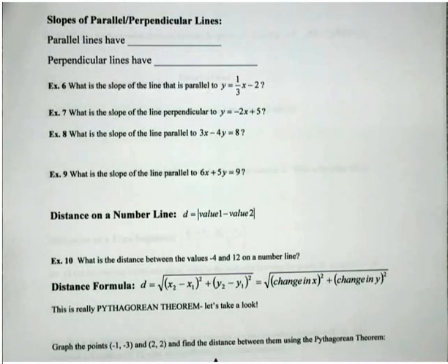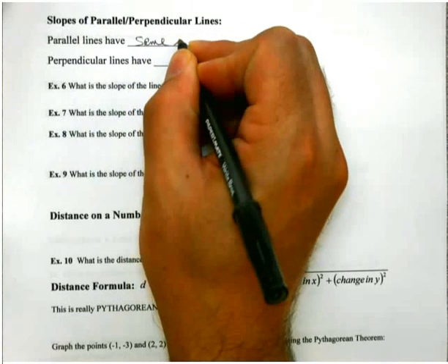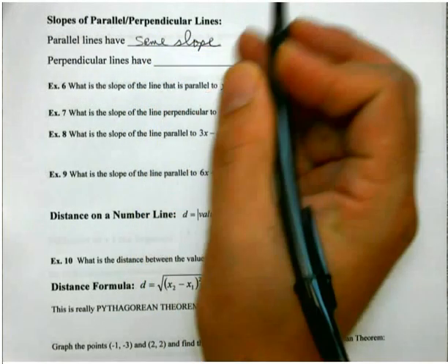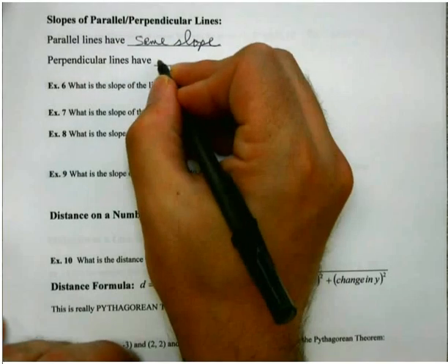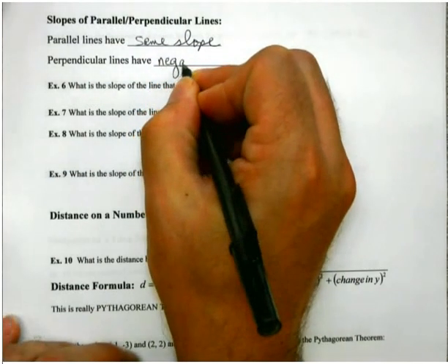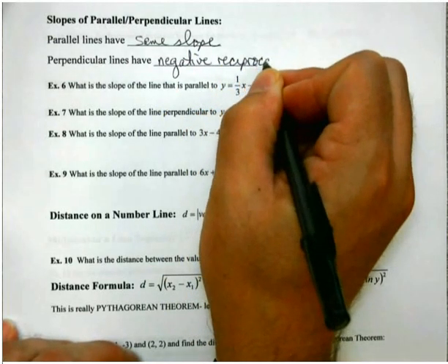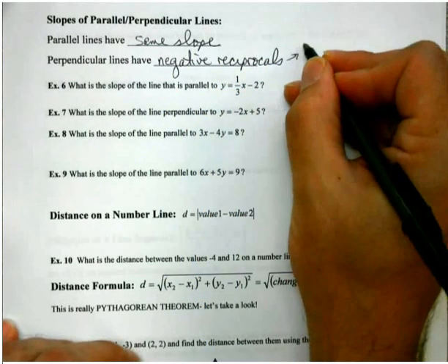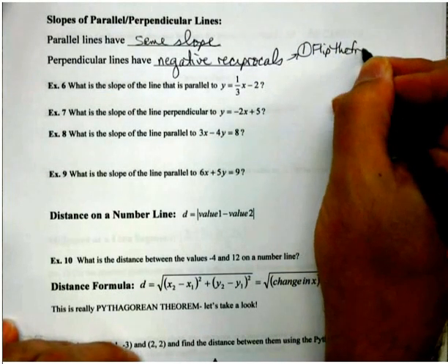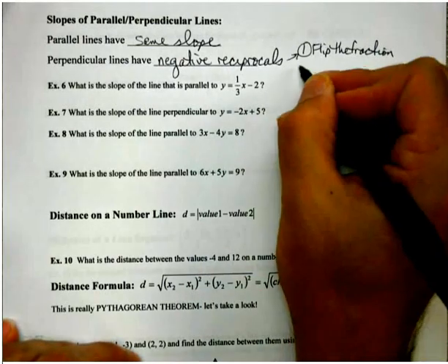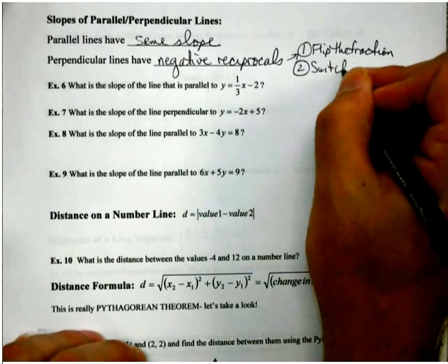Okay, next up we've got slopes of parallel and perpendicular lines. Parallel lines have the same slope, and perpendicular lines, now this is a little trickier when we go to talk about this. Perpendicular lines are what are called negative reciprocals, which basically means you're going to flip the fraction, and once you flip the fraction, then you're going to switch the sign.